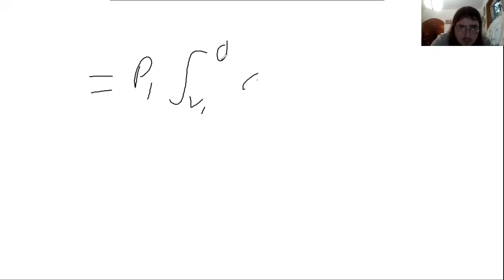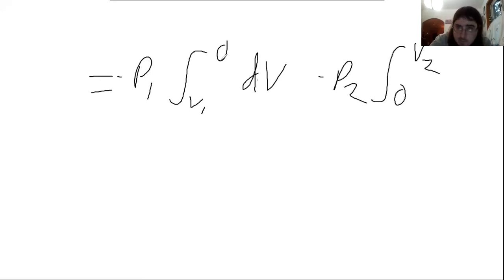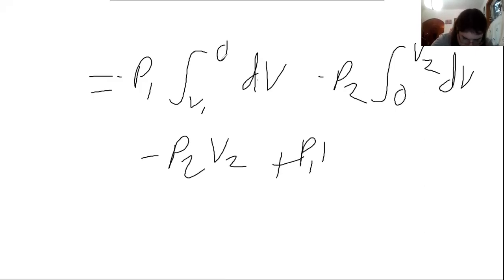So the idea here is that we're looking at the total work. The work done on the left plus the work done on the right is the total work done in this system. On the left side, the work is the integral of P1 dV from V1 to 0, because it's going to compress this until the volume is 0. And on the right side, you have P2, and we start at 0 volume and go to V2, some different volume, dV. So essentially you get negative P2 V2 plus P1 V1.